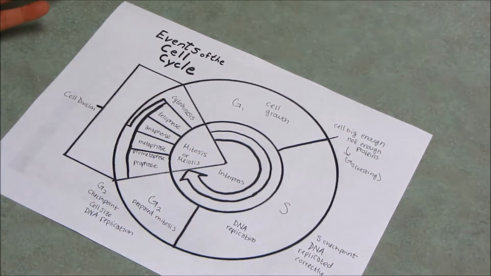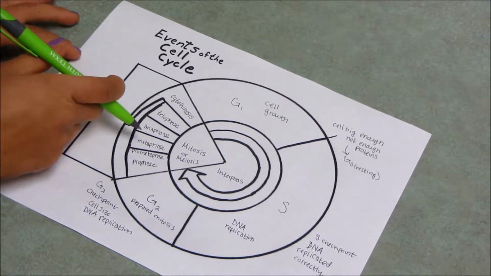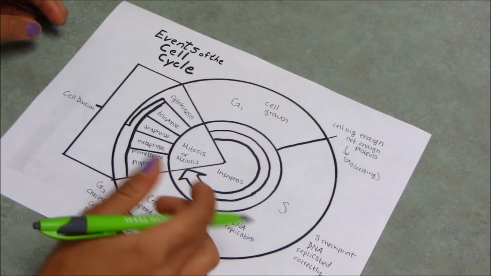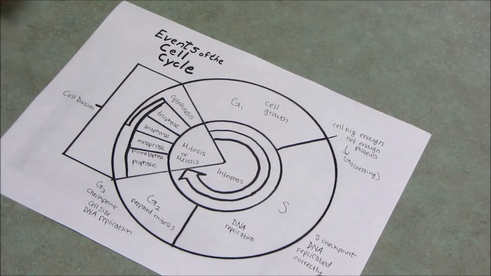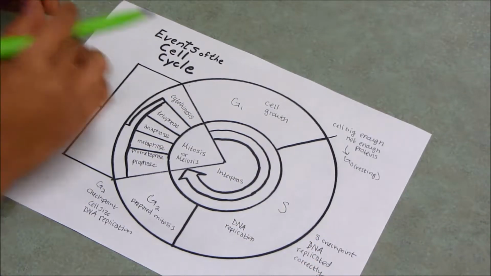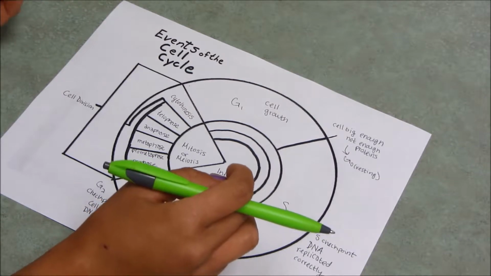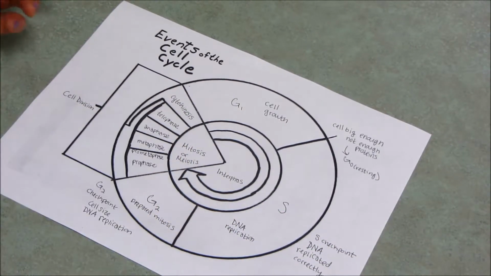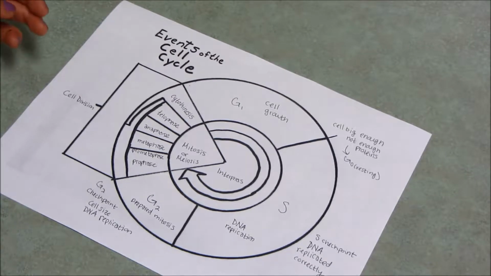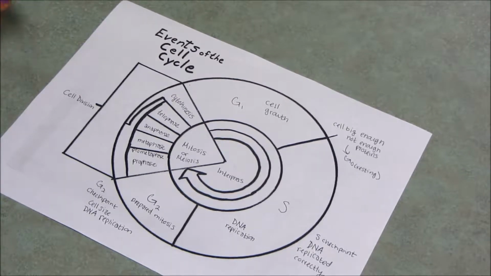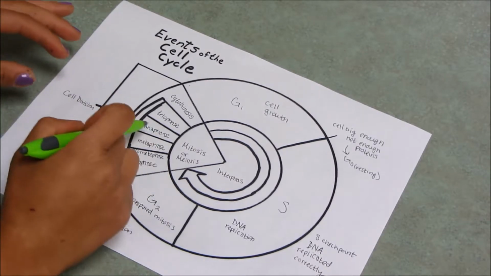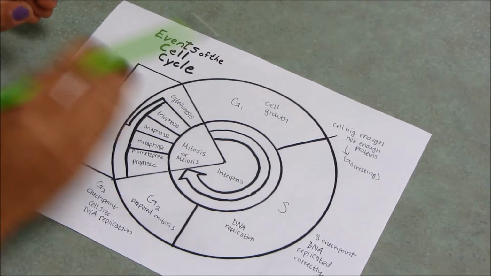After prometaphase, metaphase is what happens. That's when chromosomes line up in the middle of the cell along the imaginary plane in the center of the cell, which is the metaphase plate. So all chromosomes are lined up in the middle. Then we move into anaphase, which is when chromosomes break apart at the centromeres. That's when the sister chromatids move apart to opposite ends of the cell.